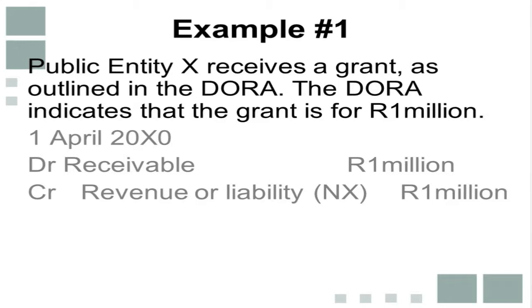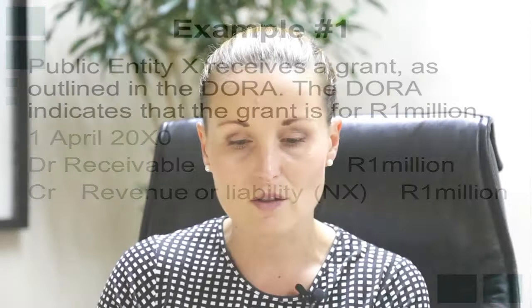So recognize the R1 million, debit the asset of R1 million on the 1st of April, and then credit revenue or liability depending on if there are conditions that need to be satisfied. You will notice that even though there's going to be settlement on a quarterly basis, we're not going to factor that into the accounting, because remember, as I said, fair value is equal to the transaction amount, and the transaction amount in GRAP 108 is very clearly whatever is outlined in legislation or equivalent.